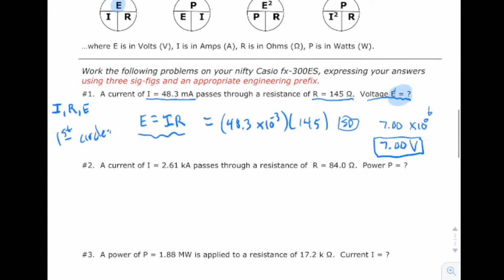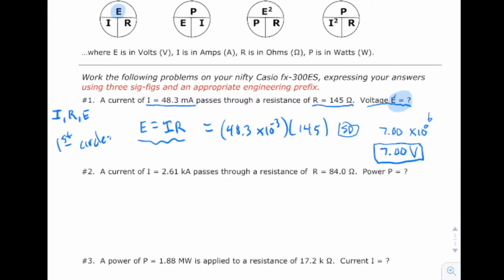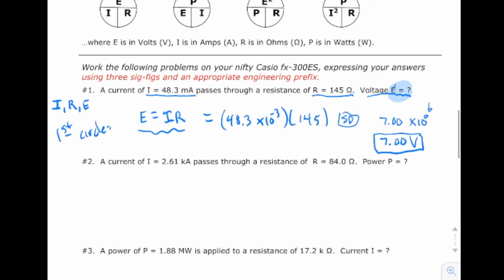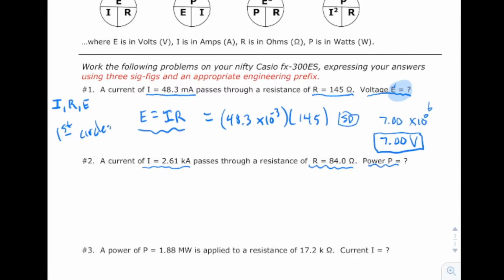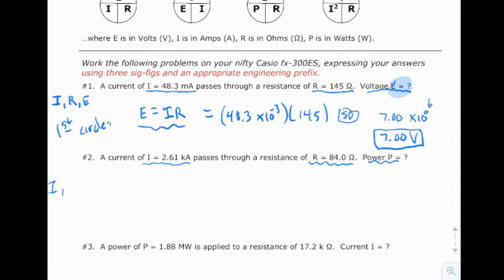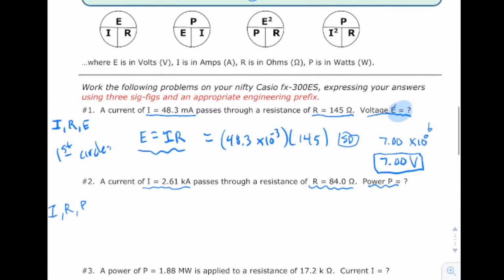Well, I hope you kind of like that one. Let's try another one. So we have a current I that passes through a resistance R, and what we want is the power P. So we've got an I, we've got an R, and what we want is a P. There's only one of these circles that's going to have an I, an R, and a P in it. Which one? Well, it's not that one. That doesn't have the P. This has the P, but it doesn't have the R. This doesn't have the I. So guess what? It's the fourth circle.